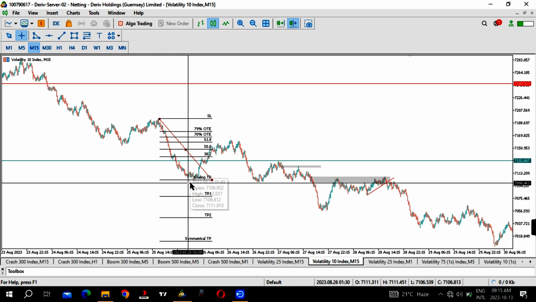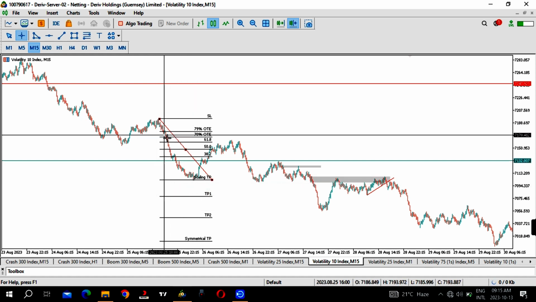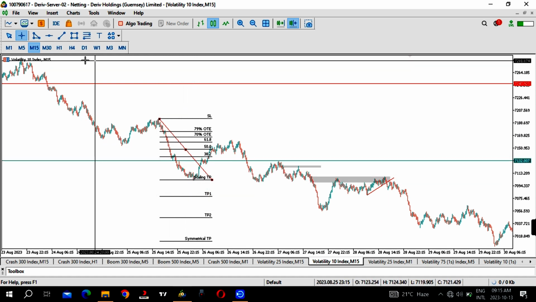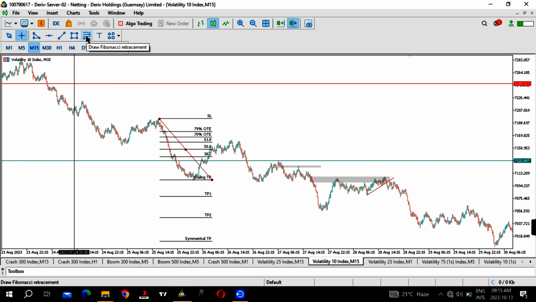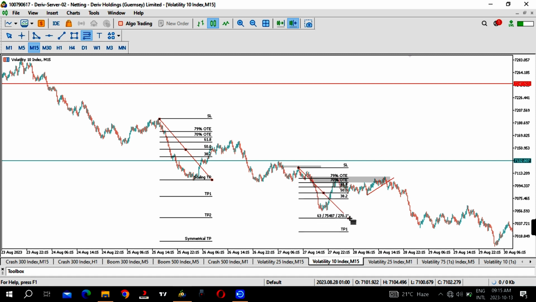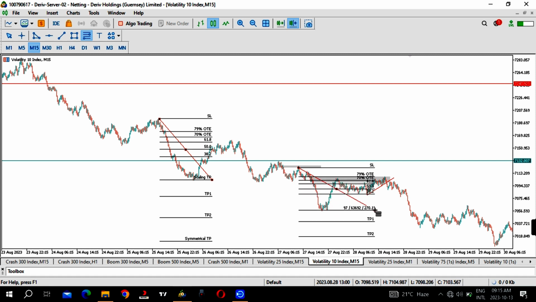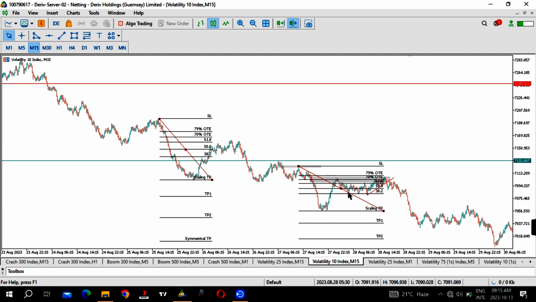When that pullback starts, that's where we are going to be marking our Fibonacci. So how do we draw the Fibonacci? If it's a downtrend, you are drawing it down. You take your Fibonacci, it works also on your phone. You start from the highest point and then you pull it downwards, if you want to enter for a sale. That's how you mark it.